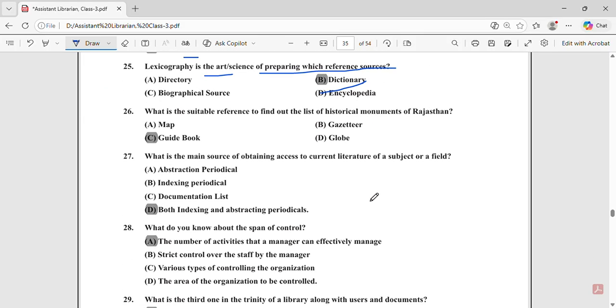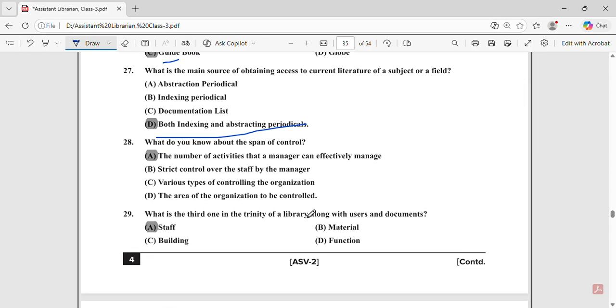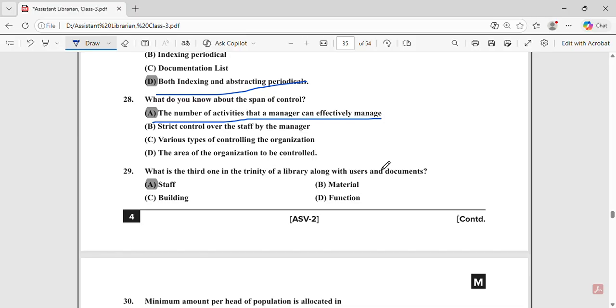Lexicography is the art or science of preparing which reference source? That is dictionary. What is the suitable reference to find out the list of historical monuments of Rajasthan? That is guidebook. What is the main source of obtaining access to current literature of a subject or a field? Both indexing and abstracting periodical. What do you know about the span of control? That is the number of activities that a manager can effectively manage.